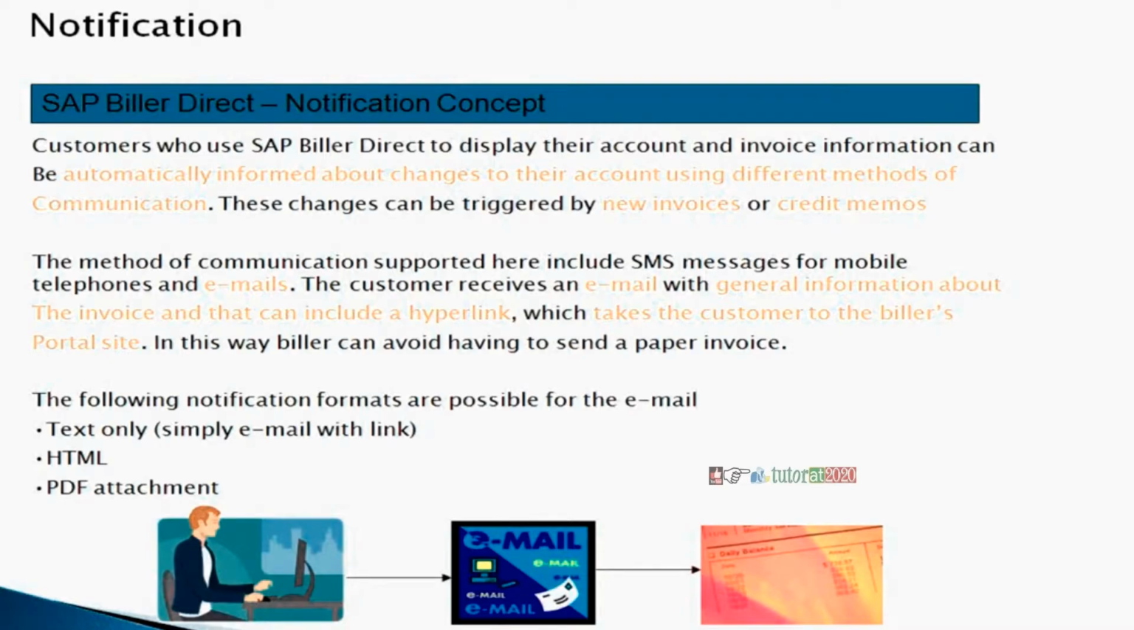End customers have to log in first and register themselves. The system will validate, and then if the email alert and SMS functionality is enabled, only then will it send them. These are capabilities that SAP Biller Direct has, but it is the end customer who decides whether he wants to have them or not. The following notification formats are possible for the email: text only, simply an email with a link, HTML format, or even a PDF attachment. If you want to get your account statement as a PDF, you can take that option. It will send you the attachment along with the hyperlink.